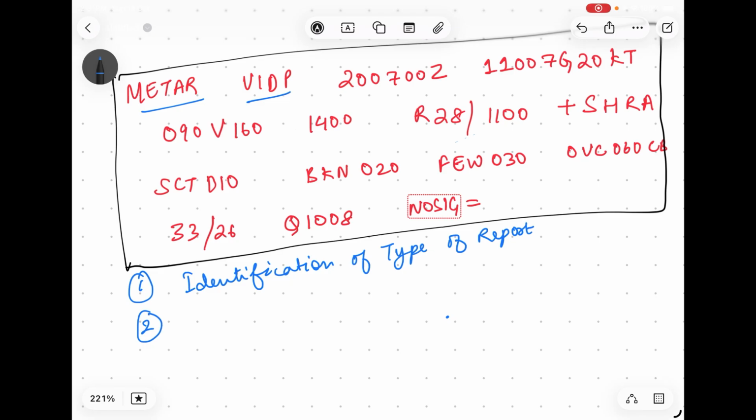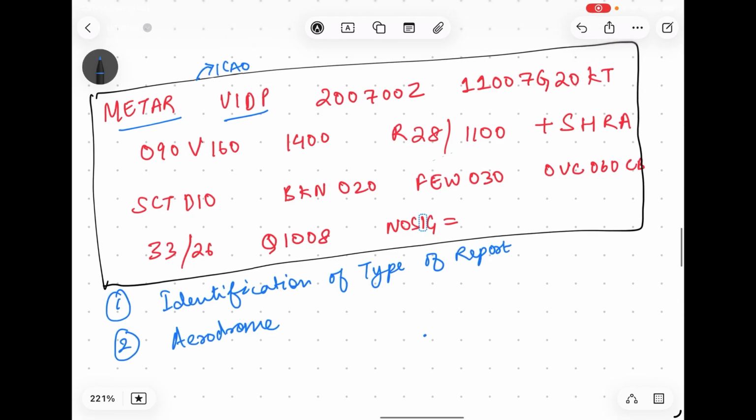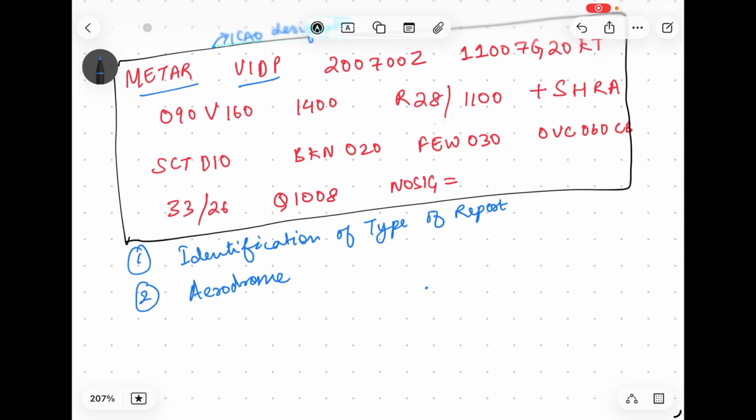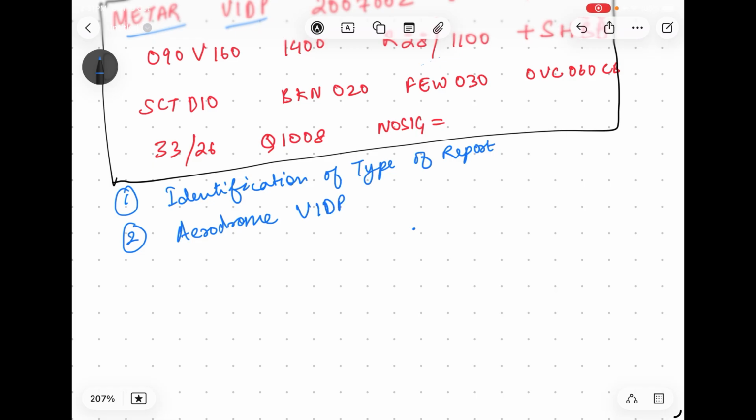This is the aerodrome. If anybody has given their regulations exam or RTR exam, they would know how these are coded. Or you could just go on Google and say, give me ICAO codes. These are ICAO designators. Just go on Google and you can search all the ICAO designators for all the airports that exist in India. For Delhi, this is VIDP. This is the name of the aerodrome, and it's a 4-letter ICAO designator.